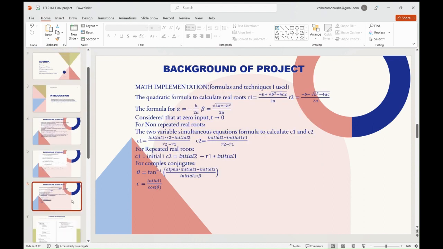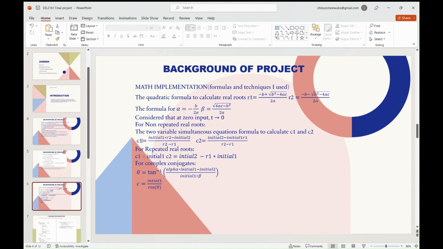So for the mathematical implementation, I had to make use of the quadratic formula to calculate the real roots of the quadratic equation, which were the non-trivial roots. So I just did the quadratic formula, which is minus b plus or minus the square root of b squared minus 4ac, over 2a. One root is for the plus side and the other root is for the minus side.